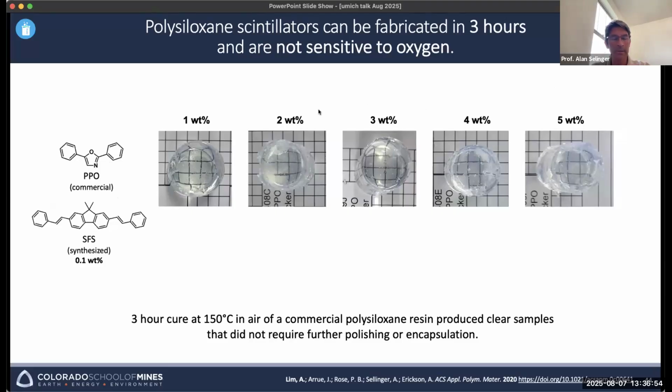The good thing is that you can simply mix these dopants into these silicones, heat them for 3 hours in an environment that's not sensitive to oxygen, and go from a liquid to a final scintillator that you can handle with your hand in 3 hours. So we've gone from 5+ days to 1 day, and now we can make a scintillator in 3 hours.